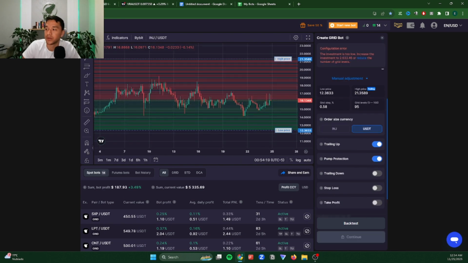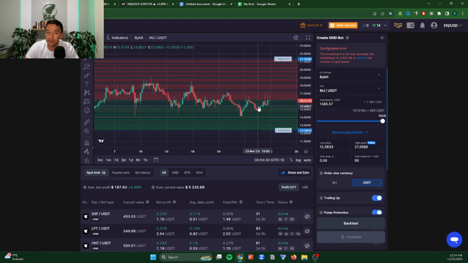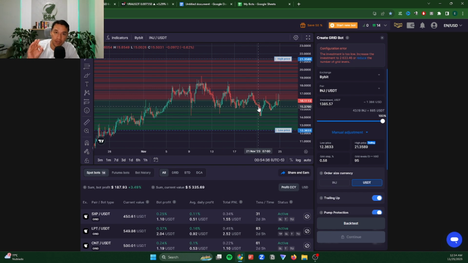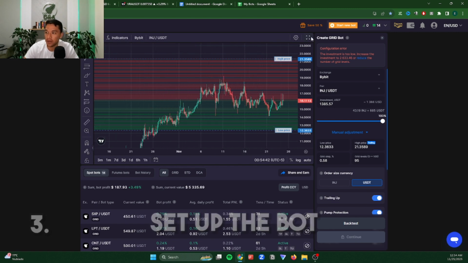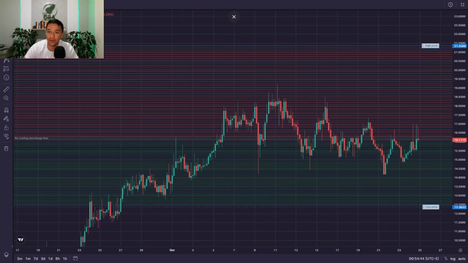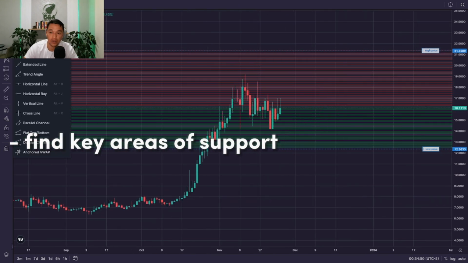Alright guys, cool. So from all the coins we have gone over so far, it seems like ING seems the best option in terms of confirmations as well as backtesting results. Let me show you the third step, setting up the bot with the best settings to maximize profits and minimize risk. So for that, the very first thing we have to do is find key areas of support.